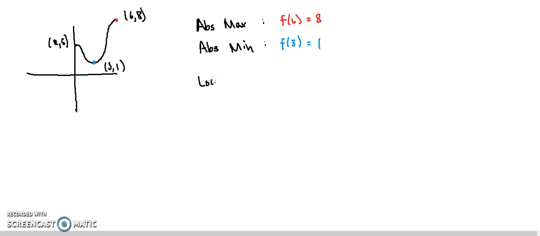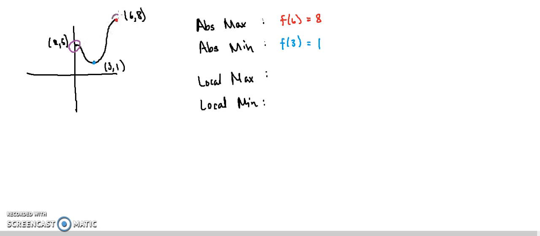Do we have a local max or a local minimum? Now remember, for this, you need to have an area around that point where it looks like a maximum or minimum. So let's look. We have kind of a high point here. Is it a local maximum though? Do we have an area around that point where it looks like a maximum? And the answer is no, because the function doesn't exist in that whole area. So this one cannot be a local maximum.